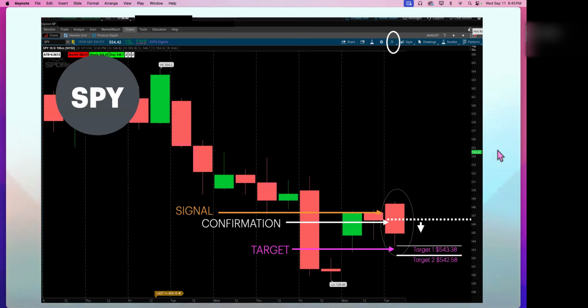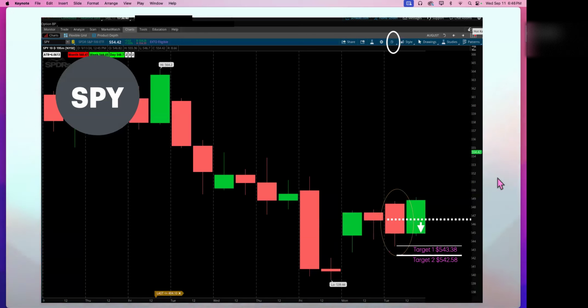$543.38. The second target for this strategy would be the price difference between the low of the candle to the left and the signal. You take that difference and subtract it from the low of the signal. Here, that gives you $542.58. Again, please take a look at our foundational videos to understand those calculations more. So let's see what happened next.